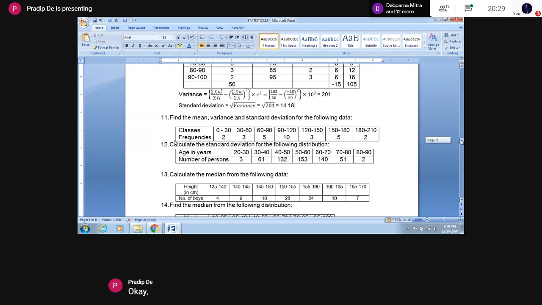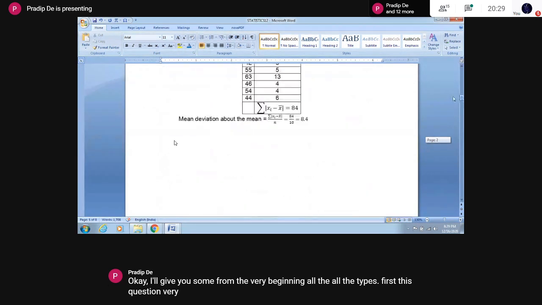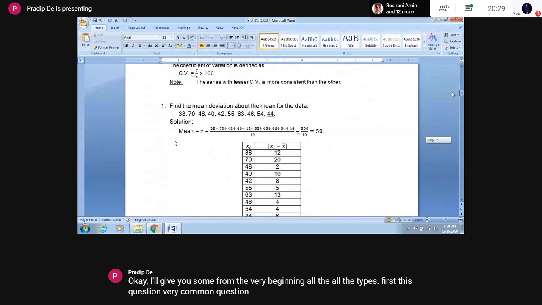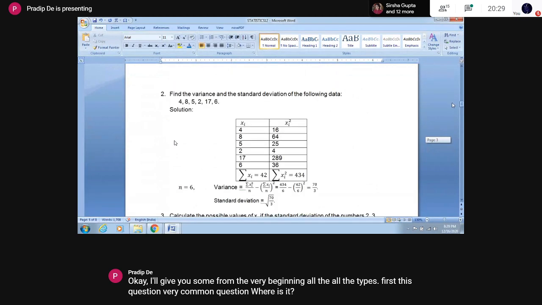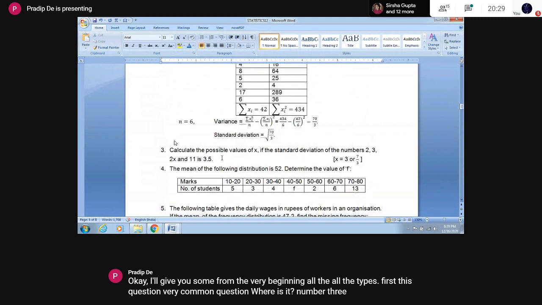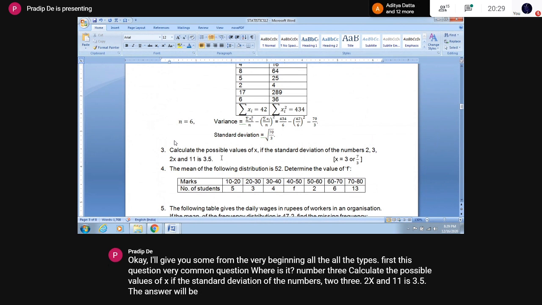Okay, I'll give you some from the very beginning. All the types. First, this question. Very common question. Number 3. Calculate the possible values of x if the standard deviation of the numbers 2, 3, 2x and 11 is 3.5. The answer will be x equal to 3 or 7 upon 3.